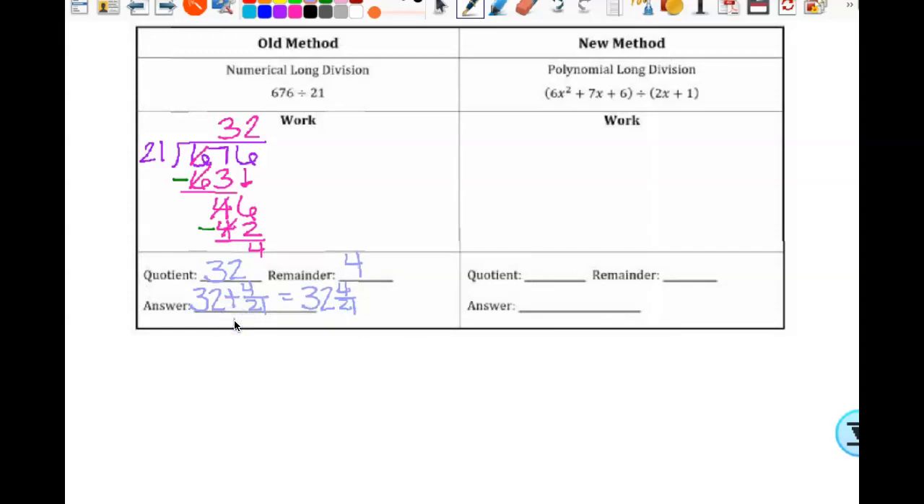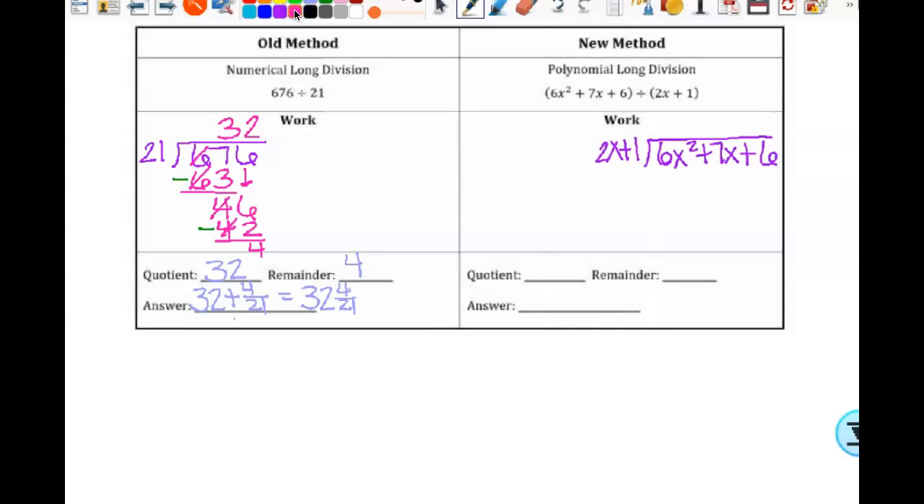So if you take that same concept and apply it to your polynomials, we're going to take 2x plus 1 and divide it into 6x squared plus 7x plus 6. Let me rewrite that so I can actually have room to work. 2x plus 1 and divide it into here. I was trying to go up as far as I can so I can write bigger. 6x squared plus 7x plus 6. There we go.